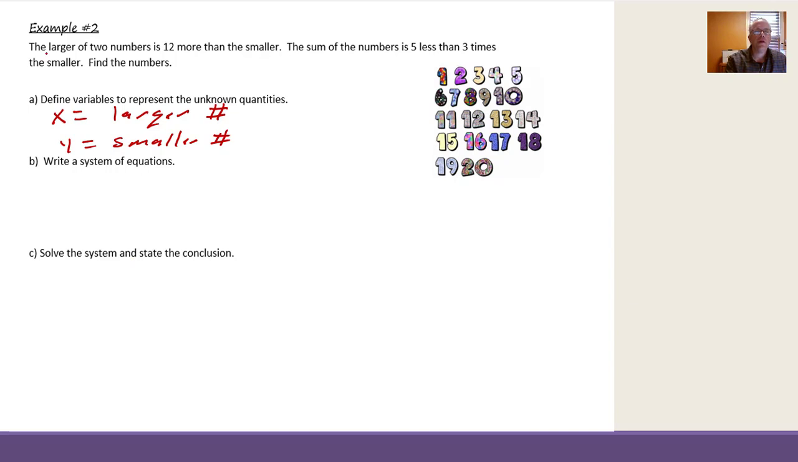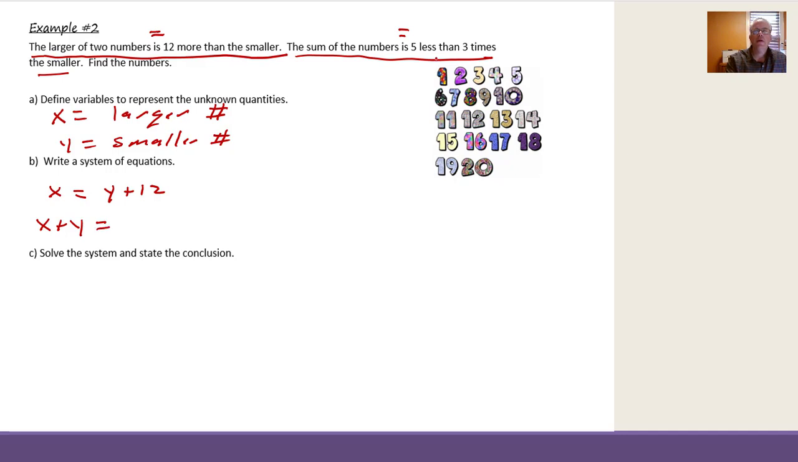Now we're going to translate the facts. The larger of the two numbers is 12 more than the smaller. The larger of the two numbers is x. Is means equals. So x equals 12 more than the smaller. So we're going to take the smaller and add 12. That's our first equation. The second one is the sum of the numbers is 5 less than 3 times the smaller. The sum of the numbers is x plus y, is, that means equals.